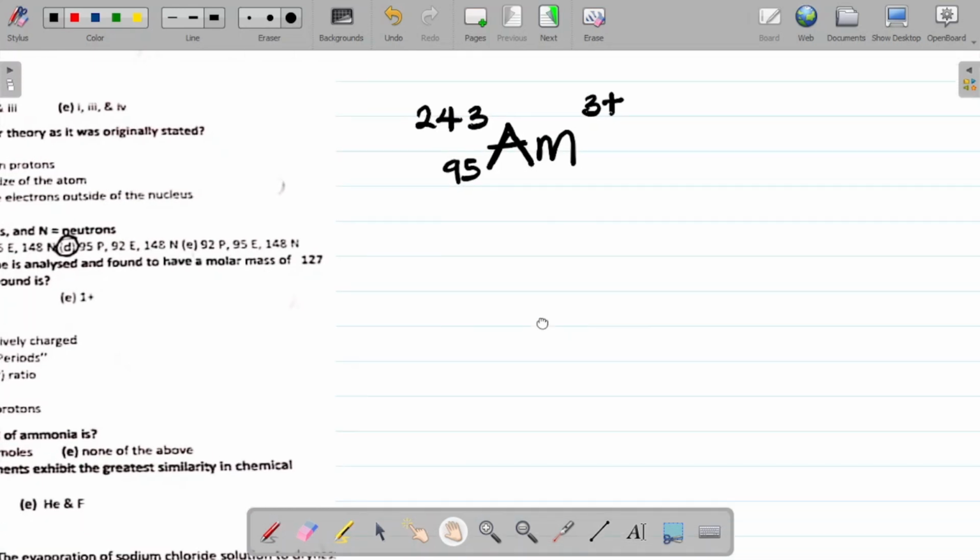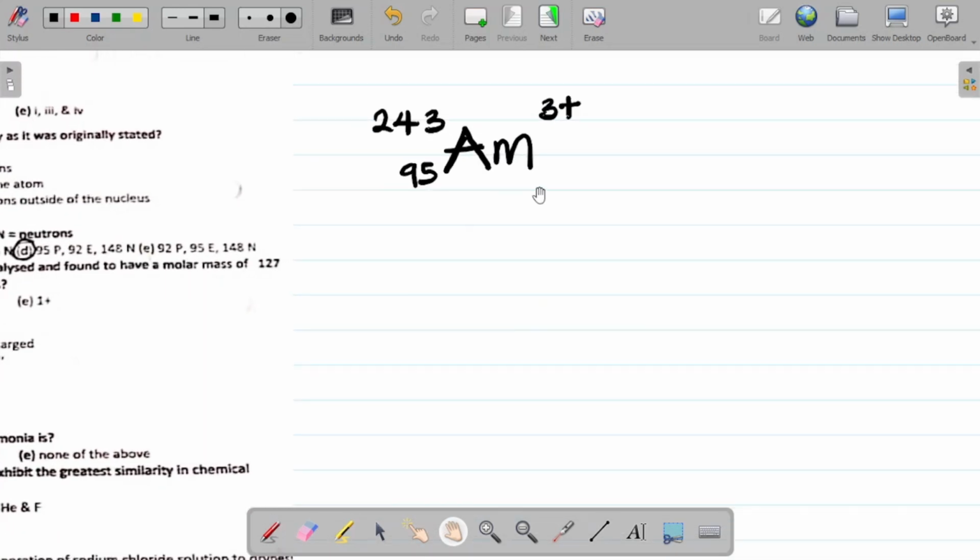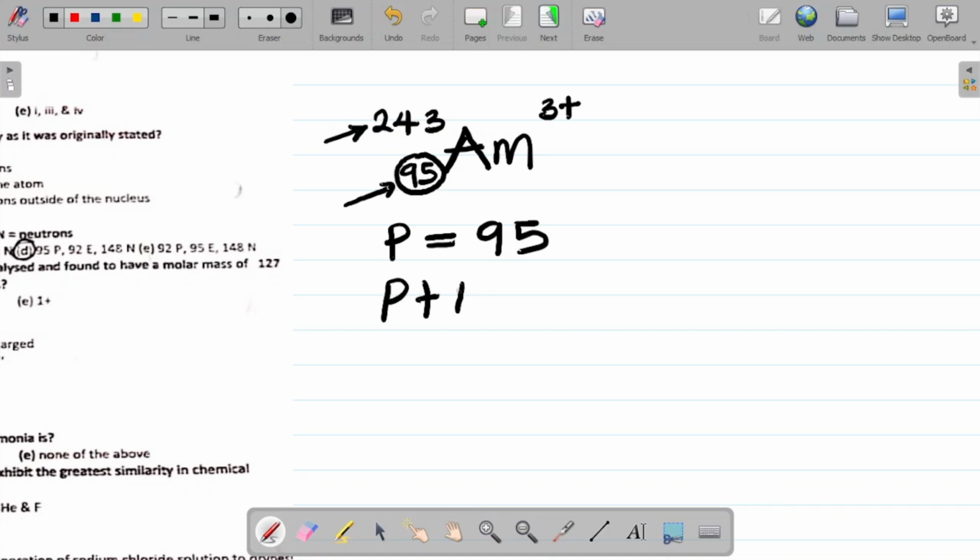So let's analyze this. First things first, what you have here, Am, is called americium. Americium is an element. So how do we get the number of protons? Very simple. The number of protons is simply what you have here, which is called the atomic number. In other words, the number of protons P is equal to 95. Next up, what you have here is called the mass number, and the mass number is simply the number of protons plus neutrons.